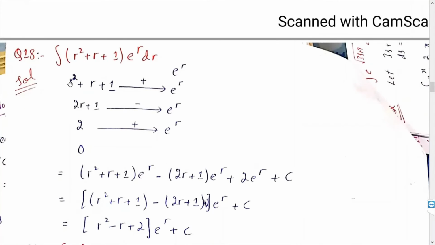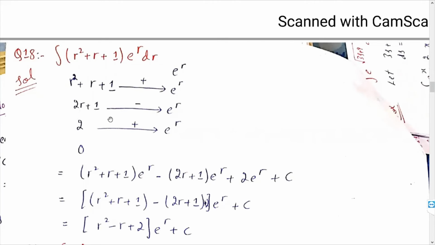Here once again you have a product of an algebraic function with an exponential function, so you can apply the tabular integration. F of x is r square plus r plus 1, whose derivative we will calculate, and e raised to the power r is a function g of x, whose integral we will calculate. So the derivative of r square plus r plus 1 is 2r plus 1, derivative of 2r plus 1 is 2, and derivative of 2 is 0. Now taking the integral of e raised to the power r is e raised to the power r, e raised to the power r, and e raised to the power r.